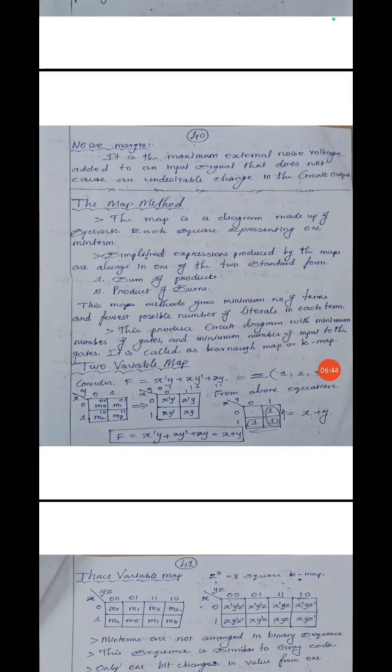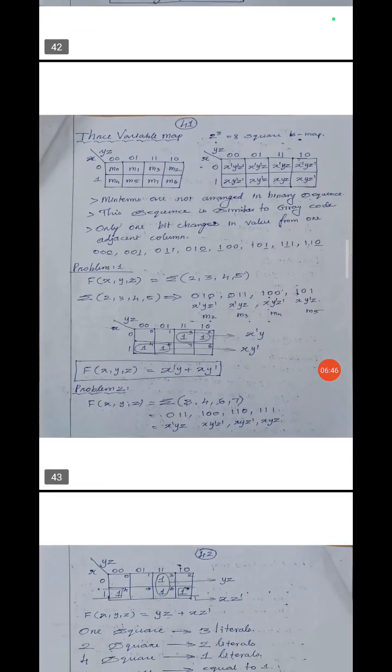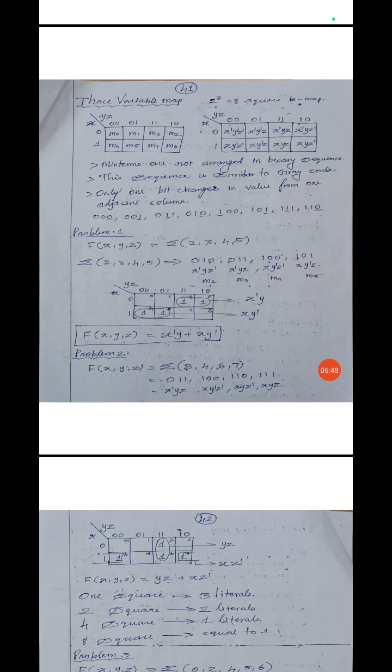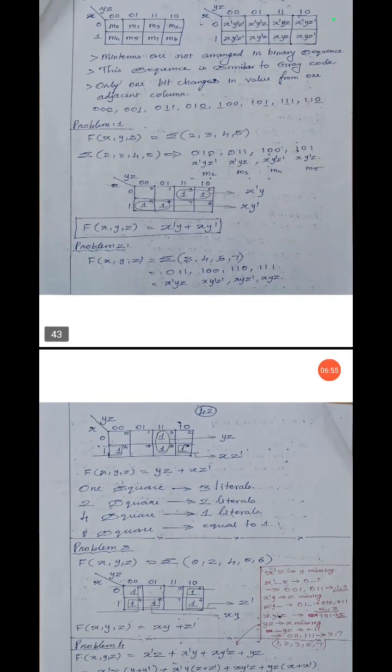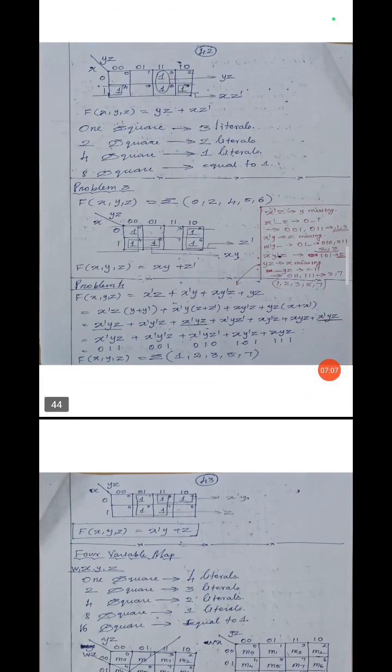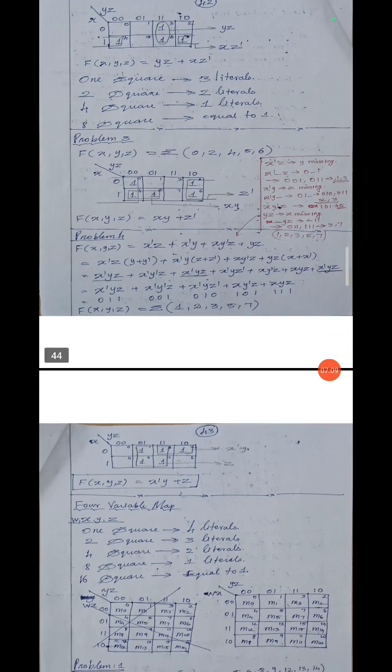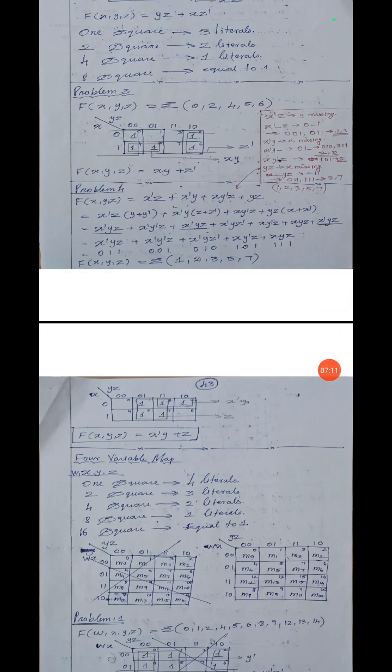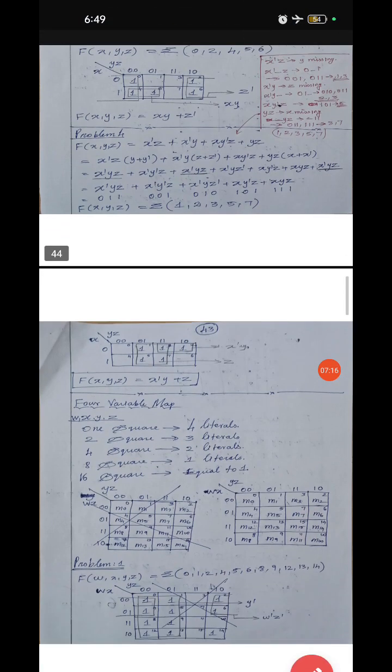Then after that, the map method. In the map method you have a K map. So the 3 variable K map and 4 variable K map are very important. Initially they will give min terms, then from the min terms you have to find the reduced or simplified equation by using the K map. This is also given with min terms, then by using the K map you have to find the reduced equation.